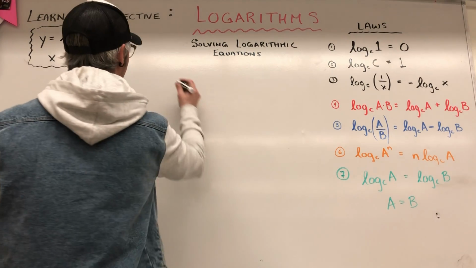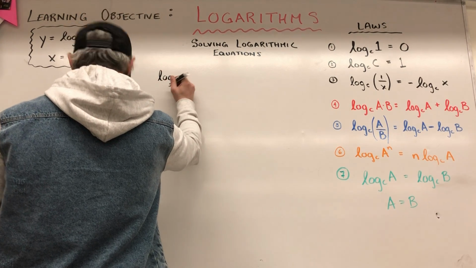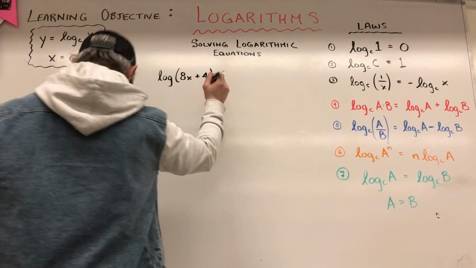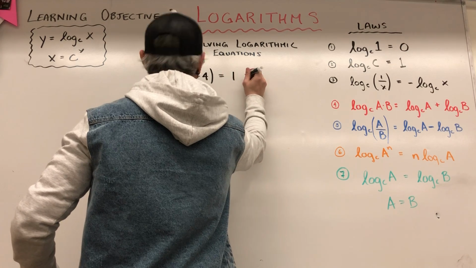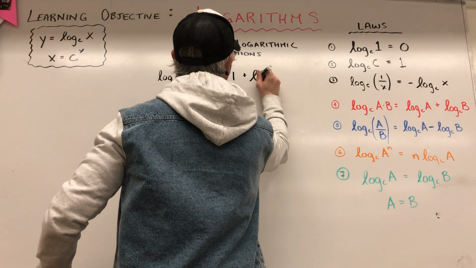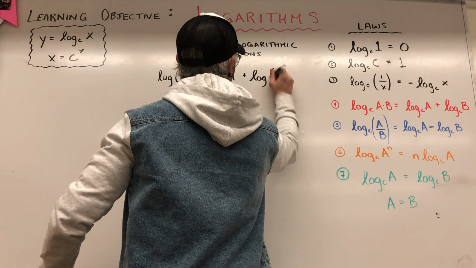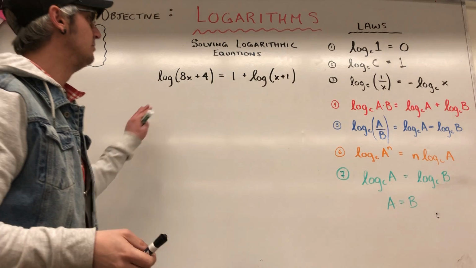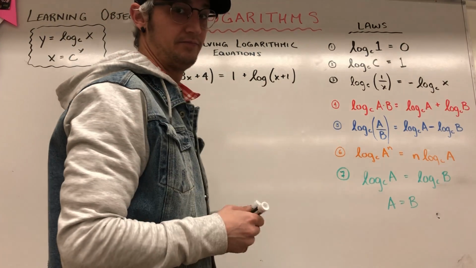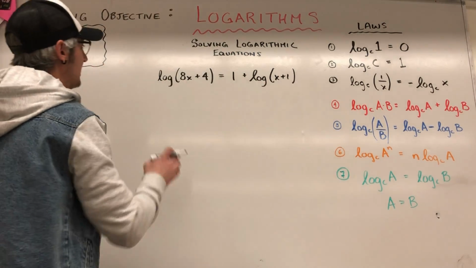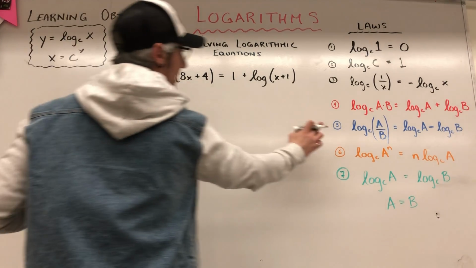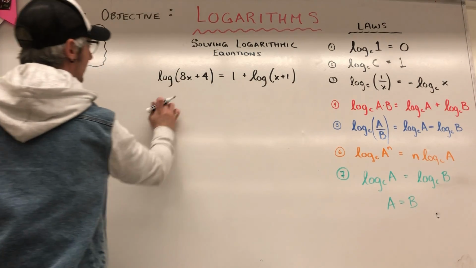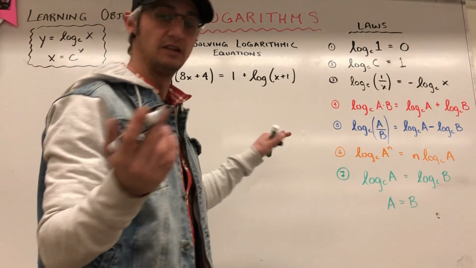Okay. Now I have log of 8x plus 4 is equal to 1 plus log of x plus 1. Okay, I'm going to move all my logs to one side, okay? Because I know when I do that, I'm going to be able to use this to rewrite this, because they have the same base of invisible 10 here. Remember, when there's no base, you assume 10, because we are in a base 10 shared reality.